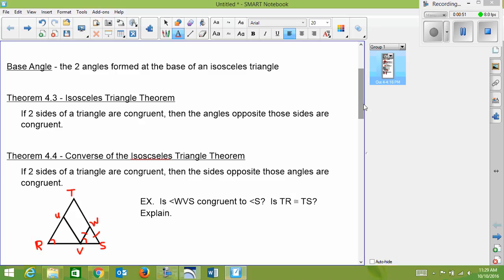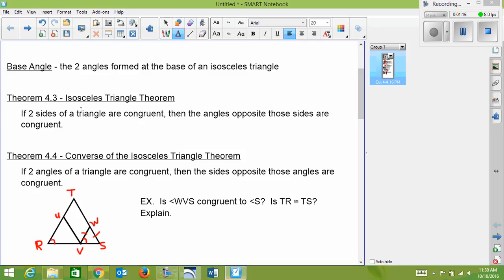Theorem 4.4, converse of the isosceles triangle theorem. If two angles of a triangle are congruent, then the sides opposite those angles are congruent.